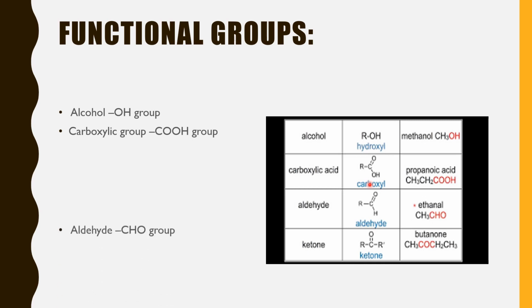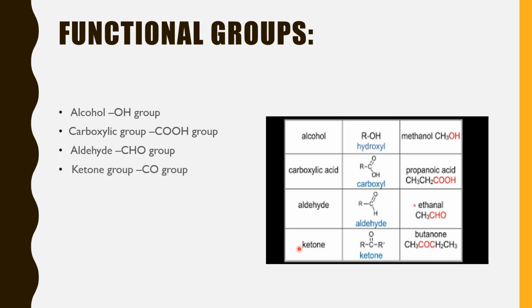And then the aldehyde group. Aldehyde group means CHO group. See this, RCHO aldehyde group. The example is CH3CHO. It's ethanal, propanal, pentanal, etc. Ethanal means 2 carbons are present and an aldehyde group is present. And then if 3 carbons are present, it's propanal, 4 carbons is butanal, 5 carbons is pentanal, etc.